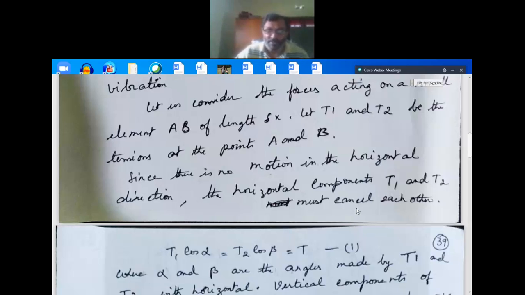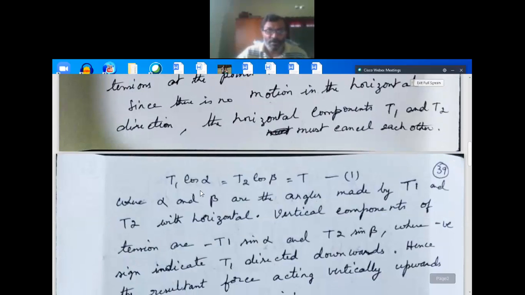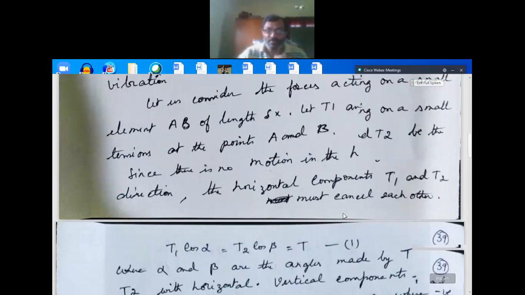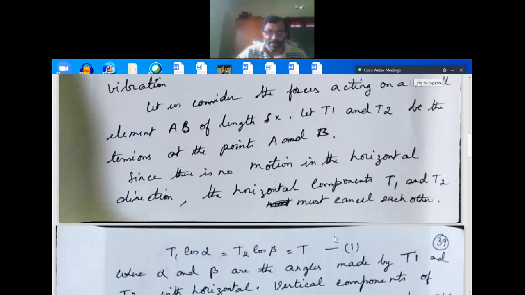The horizontal components T1 and T2 must cancel each other. So T1 cos alpha equals T2 cos beta equals T. Again, I repeat, it is not clear: the wave is going upwards, there is no movement of the wave in the horizontal direction, and the horizontal components cancel each other.